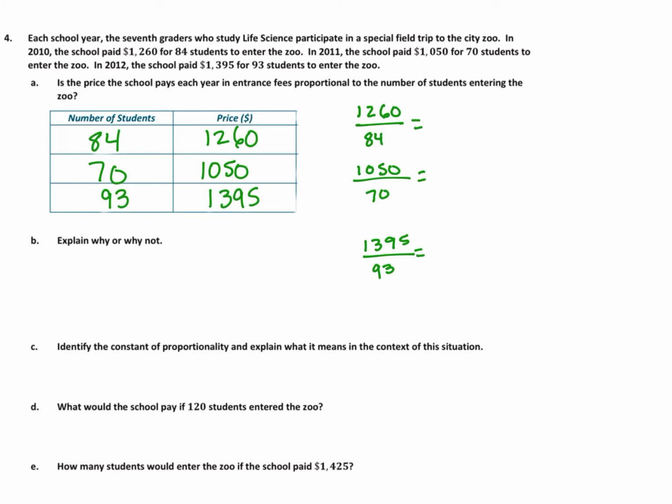You may use a calculator to answer this question, so just type in 1,260 divided by 84. That's what that fraction bar means, is to divide. And then do the same for the other two and see if they are the same. I got 15 for this one.